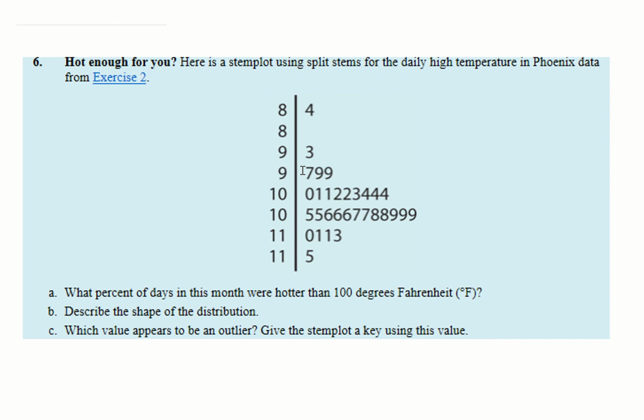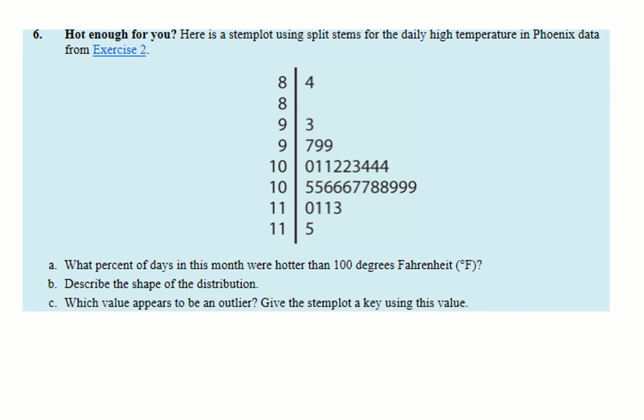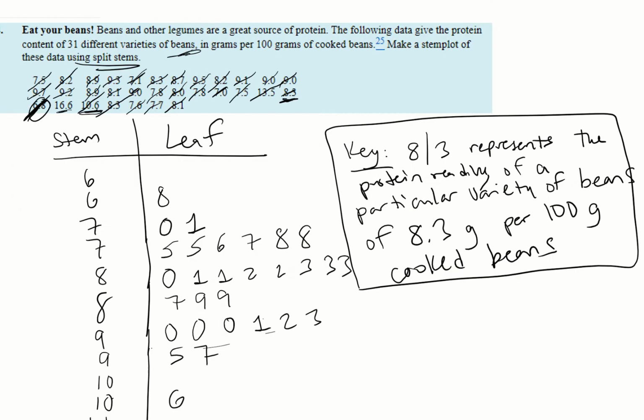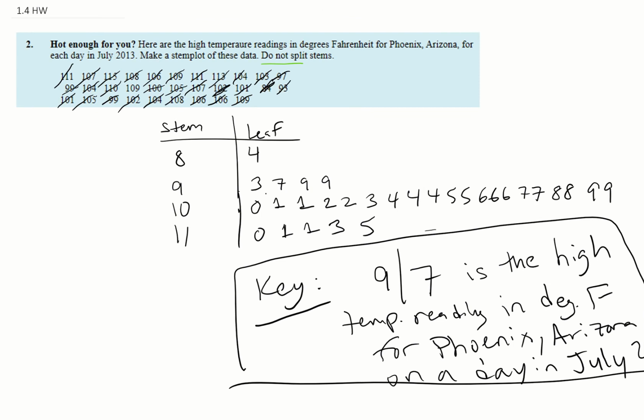All right, so for number 6, here's a stem plot that uses split stems for the daily high temperature in Phoenix. So basically the one that we looked at earlier, but now it's a split stem. If we look at the data that we did for high temperature, this is how it looked without the split stems, right?